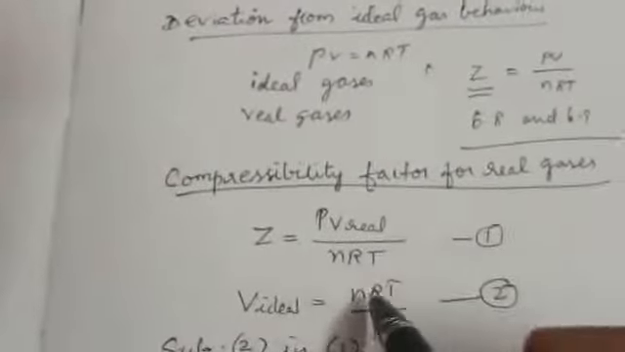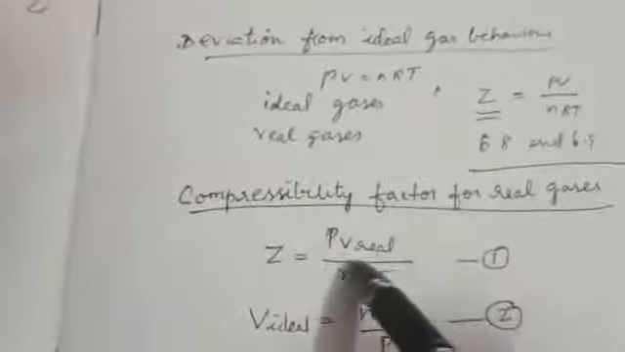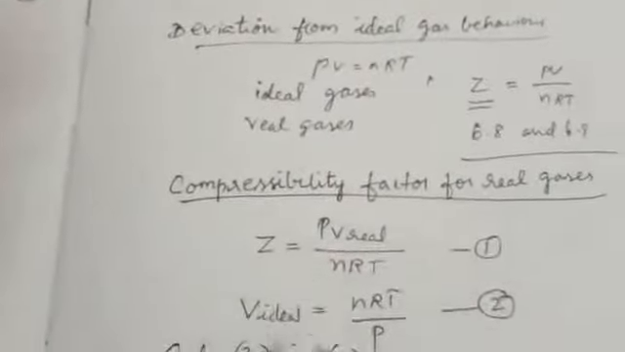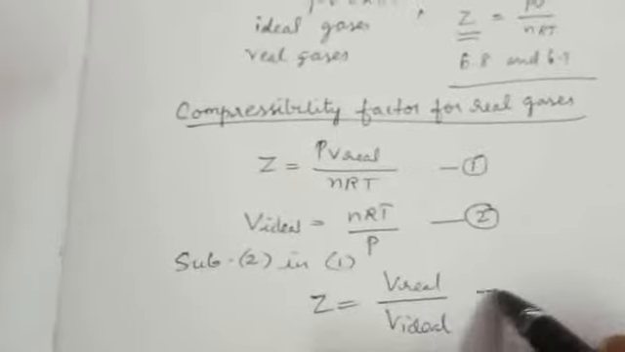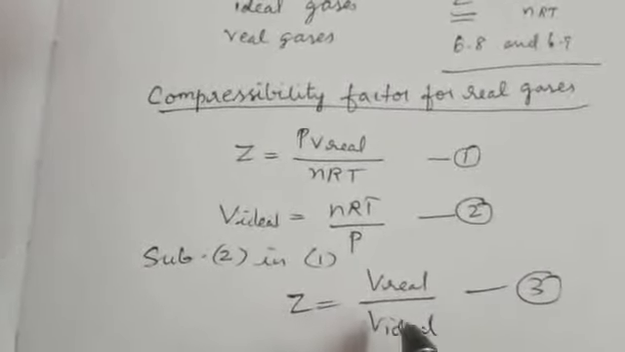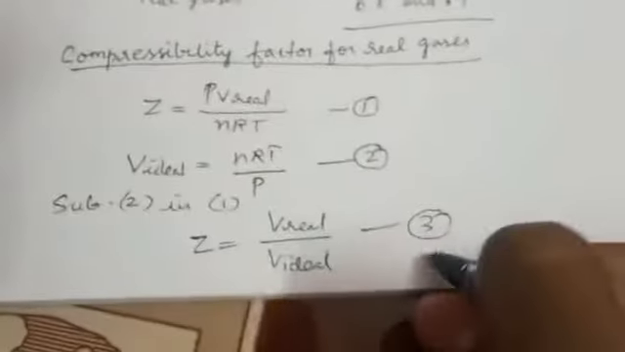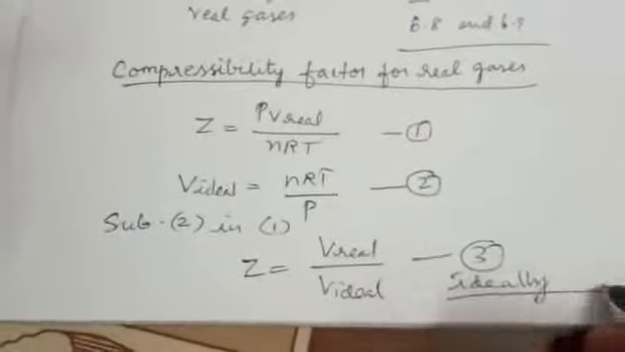Substituting 2 in 1 means that Z is equal to V real divided by V ideal. That is equation number 3. In equation number 3, V real is the molar volume of the real gas and V ideal is the molar volume of the ideal gas, which behaves ideally only.